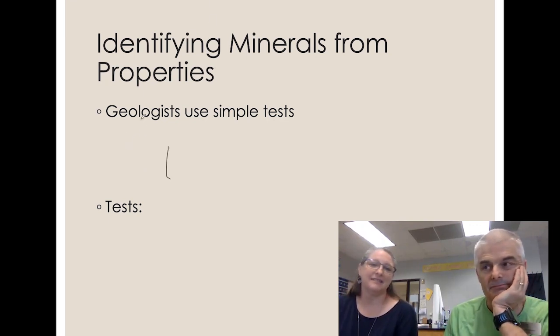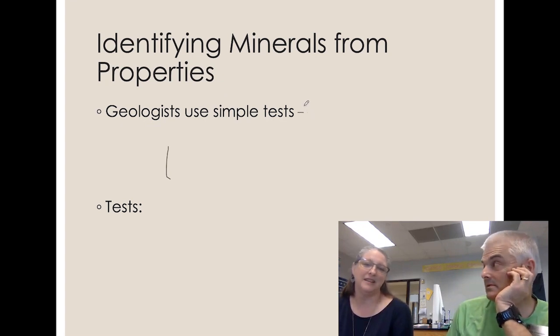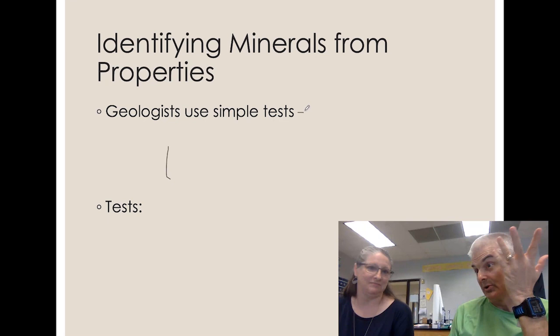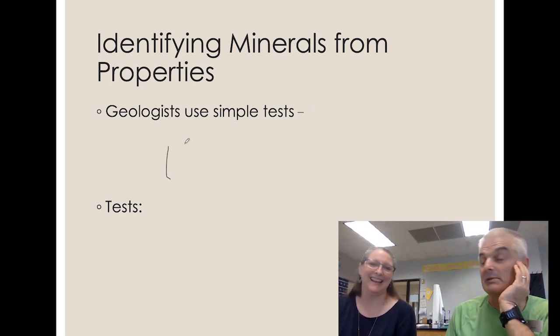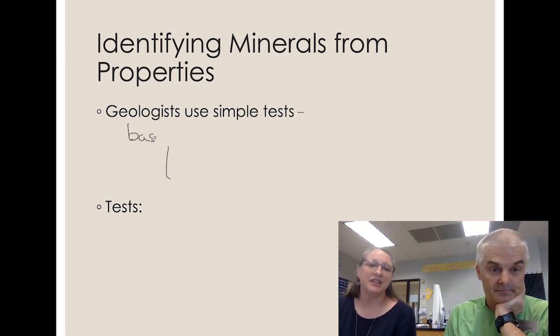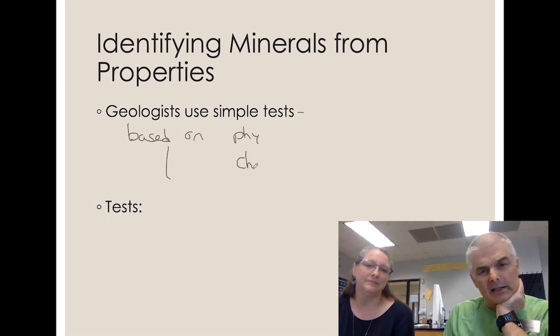Well, geologists need to find out what a mineral is, and what better way to do that than to test it? I guess we're scientists, and scientists do experiments. So they're going to do some tests based upon what? Well, first thing, you should look at their physical and chemical properties. All right, physical, chemical. What's the difference?